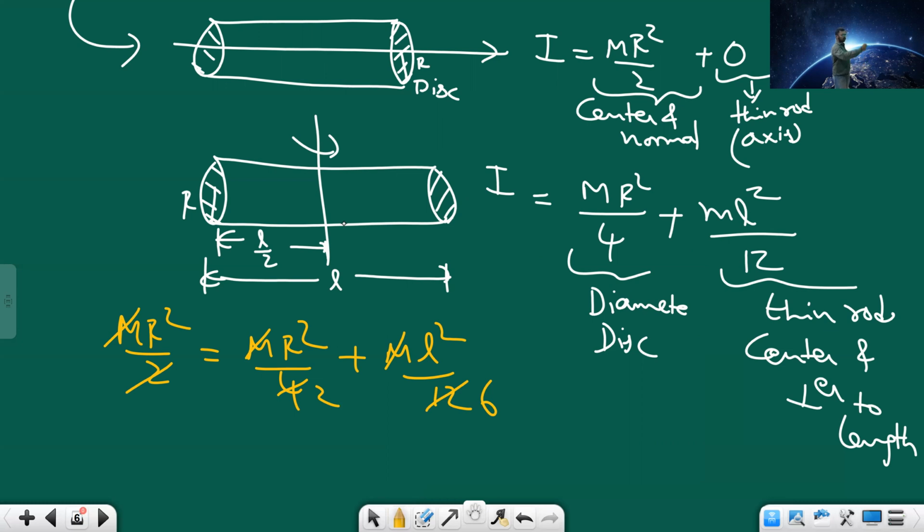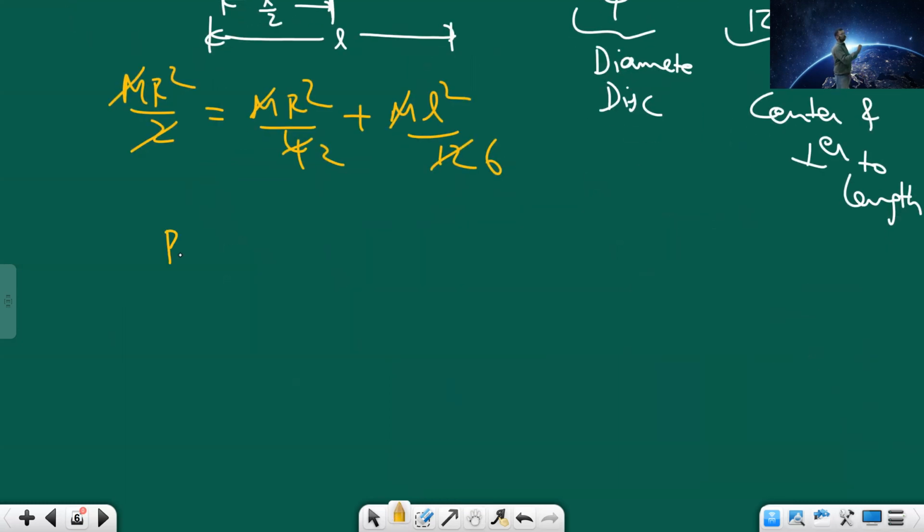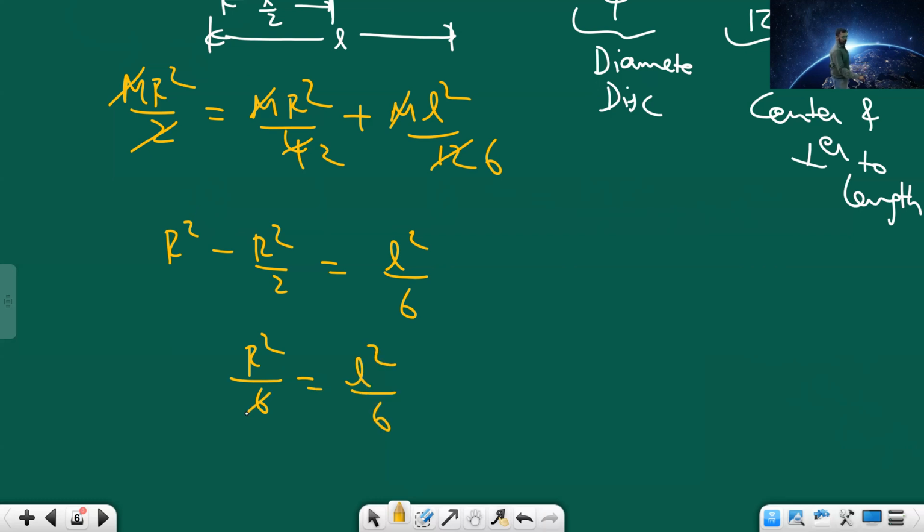So from this, what can I write here? R square minus R square by 2 is equal to L square by 6. So R square minus R square by 2 is nothing but R square by 2, which is equal to L square by 6. So here, let me write 2. What happened here is, how many times? 3 times. So what is L by R? L by R is nothing but, can I write root 3?